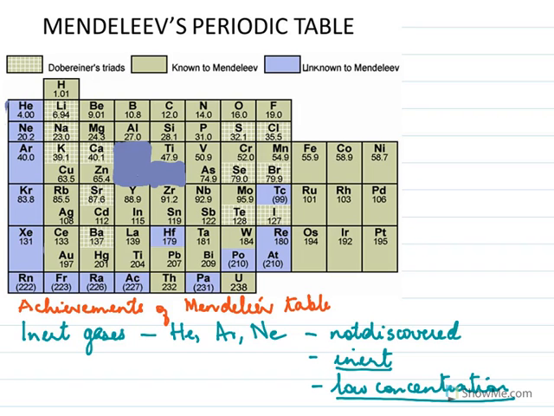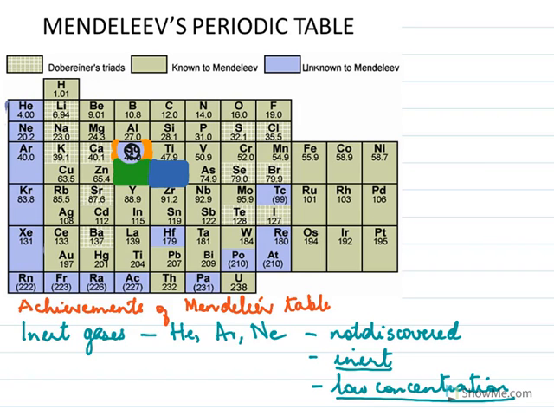Another achievement is he left gaps in his table, like you can see out here. These were the gaps he left. And he boldly predicted the properties of these elements. He said elements will be discovered which will fit into these gaps. And the elements discovered were scandium, gallium, and germanium. And they fitted exactly in those gaps that Mendeleev had predicted.